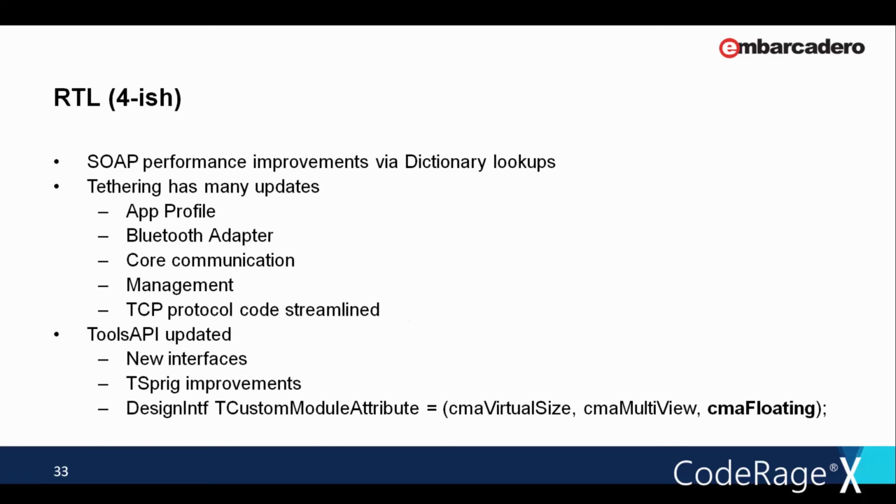More on the RTL. SOAP performance improvements via dictionary lookups as well. So there were lists in SOAP for various nodes and identifiers and named things that you would try to retrieve with SOAP, and now they're done via dictionary lookup. So you should find SOAP interaction, if you're dealing with large SOAP packets, to be significantly improved.